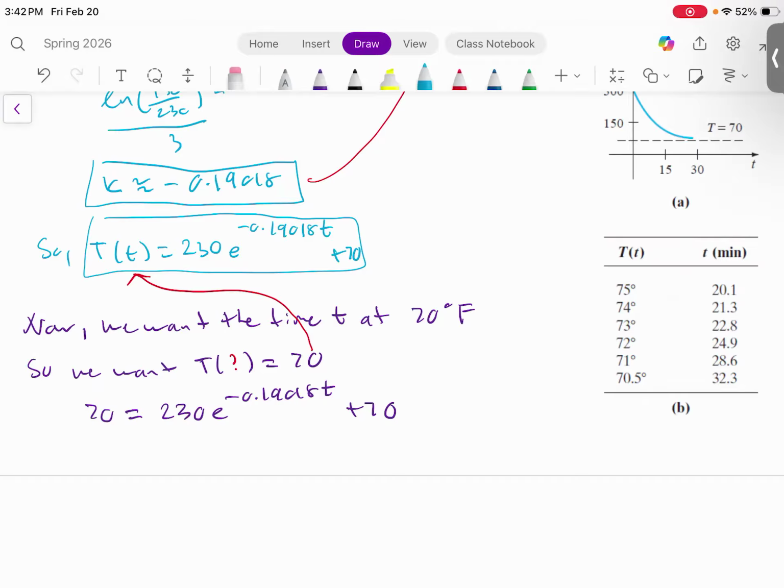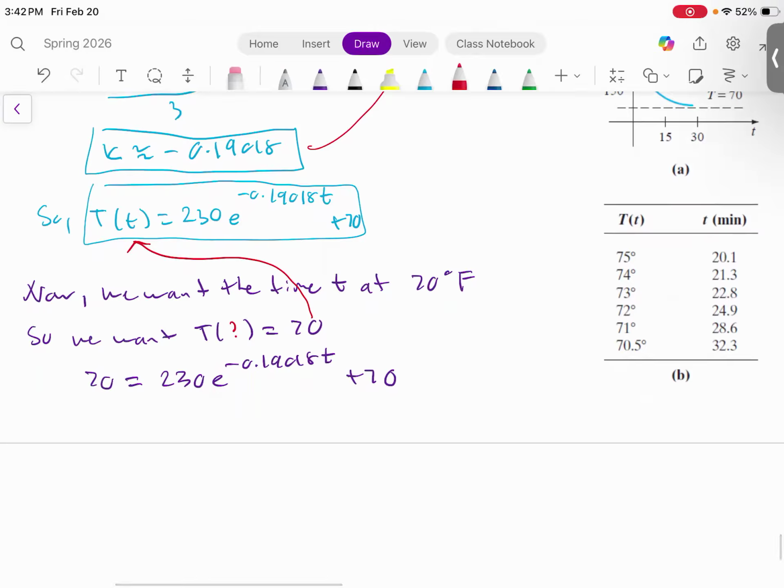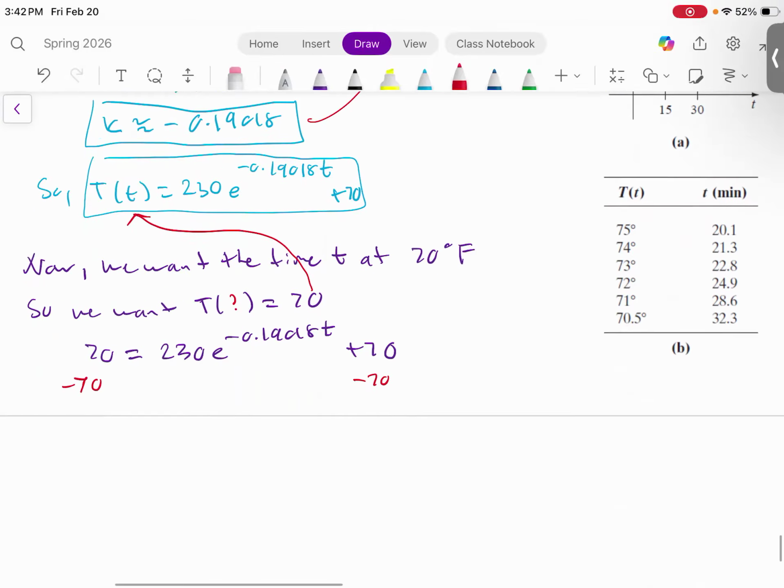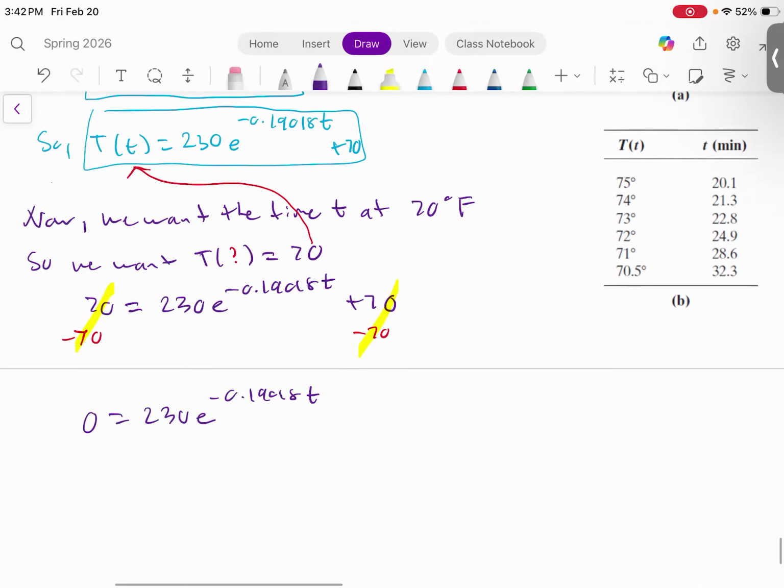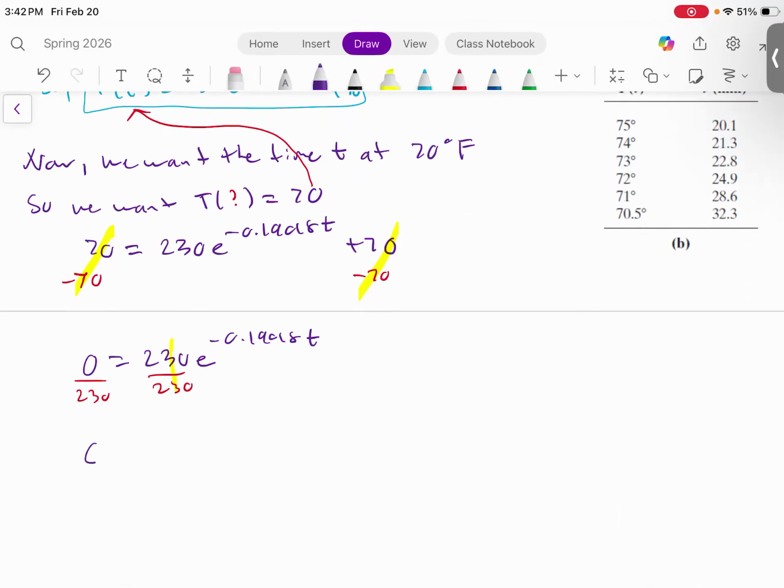But let's go ahead and solve this now. Let's subtract 70 from both sides. Well, that happens to cancel out on both sides. So we'll have 0 equals 230 e to the negative 0.19018 t. Okay, so we'll divide 230 to both sides. Well, we'll just end up with 0 on the left-hand side again.